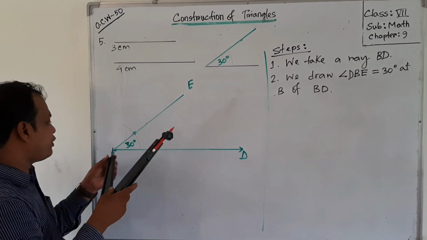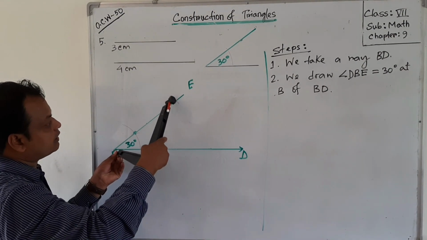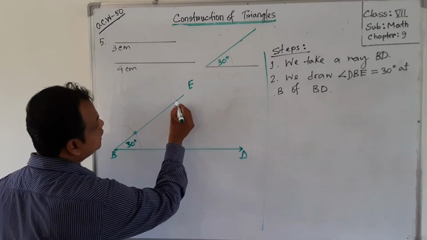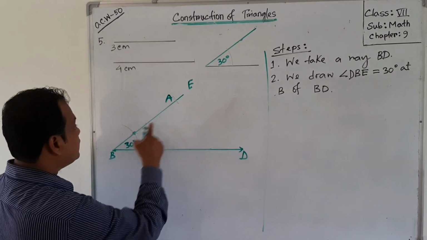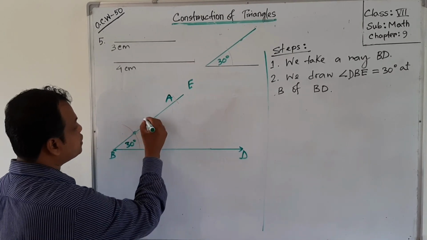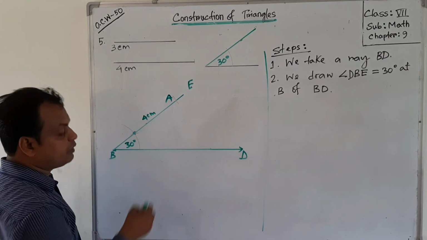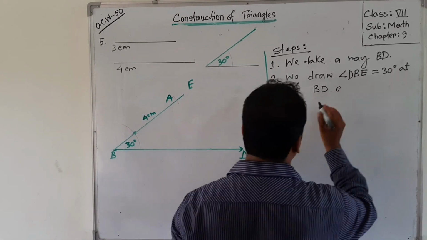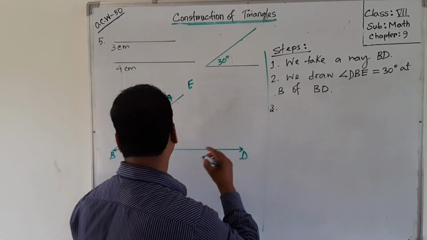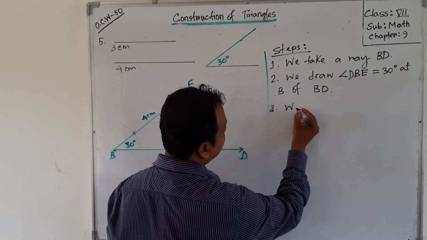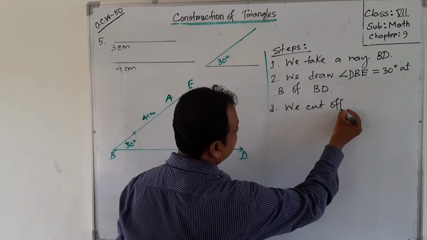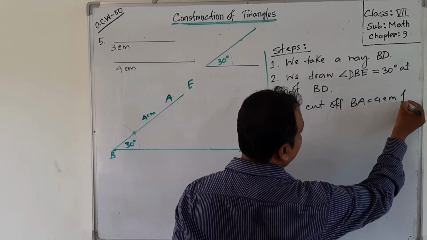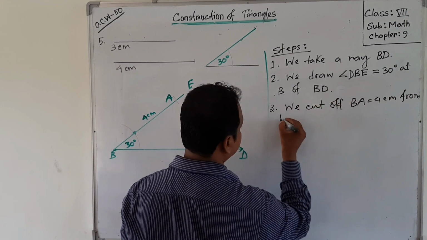Now at point B we will draw an arc. So this is the arc. The name of this point is A. So we cut BA equals to 4 cm, and we will write the explanation. We can write it in the third point: we cut off BA equals to 4 cm from BE.